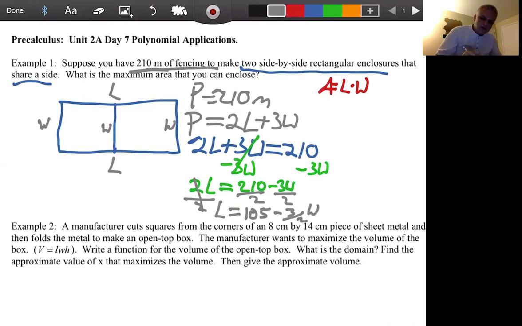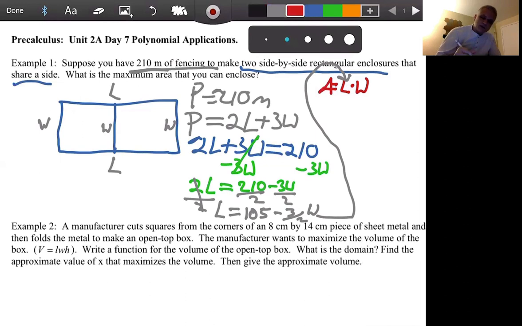So I can take this and substitute it in for this L right here in area equals length times width. That will give me my area function in terms of one variable, and this would be my variable W for width.